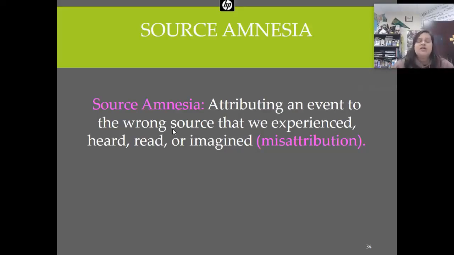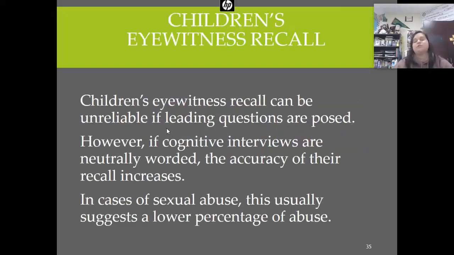Source amnesia is when we can't remember where the information came from. We talked about source monitoring, trying to monitor where the information came from. Well, when you can't remember, it's source amnesia. We sometimes also call this misattribution, that we attribute or blame the information for coming from a different source.